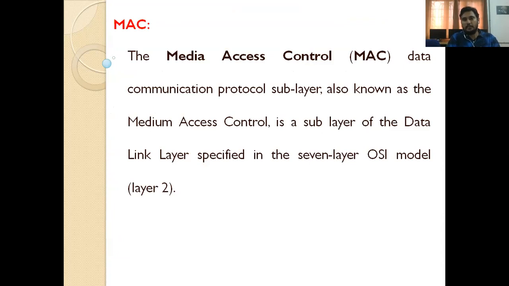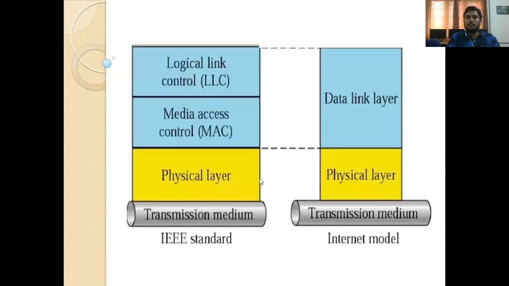MAC is the medium access control protocol, which is a sublayer of the data link layer. The data link layer consists of 2 sublayers: one is LLC, logical link control, and the second one is MAC, medium access control. The MAC is in between the LLC and the physical layer. If you observe this diagram, you can easily understand the data link layer and physical layer. The transmission medium is shown in the internet model.